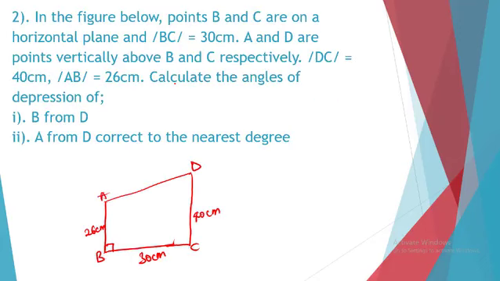In the figure below, points B and C are on the horizontal plane, and line BC is equal to 30 cm. A and D are points vertically above B and C respectively. Line DC is 40 cm. Line AB is 26 cm. Calculate the angles of depression of I, B from D, II, A from D, correct to the nearest degree.